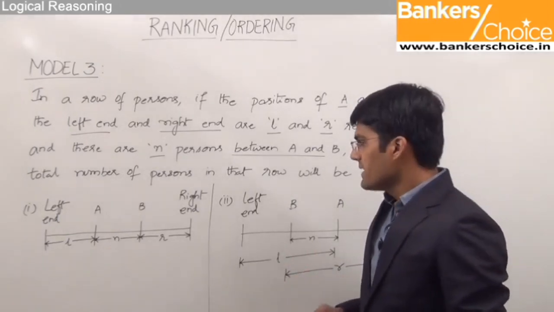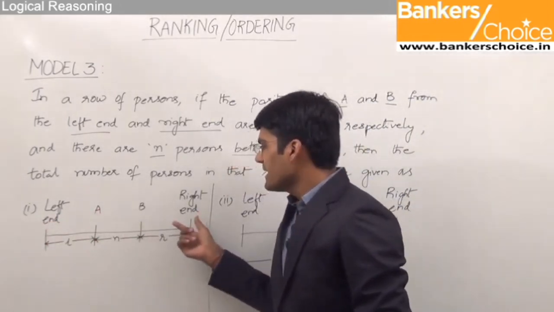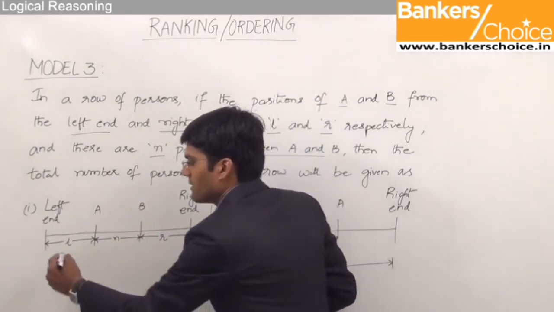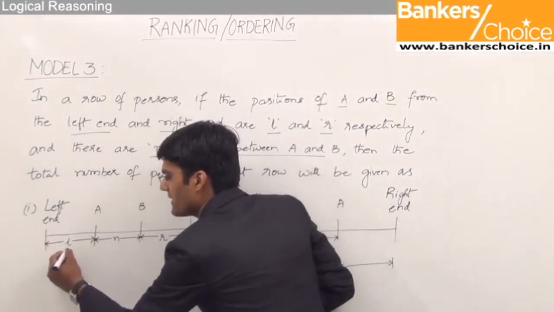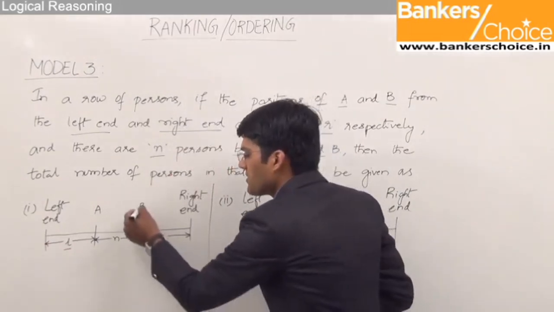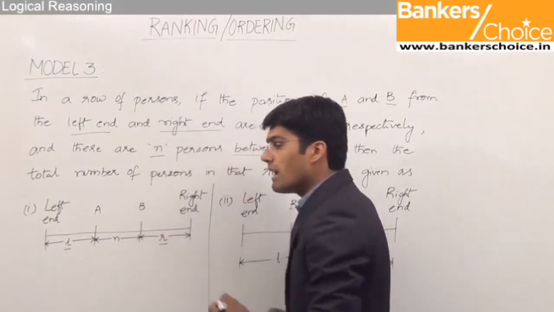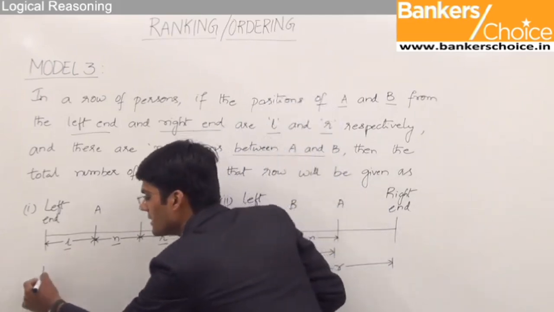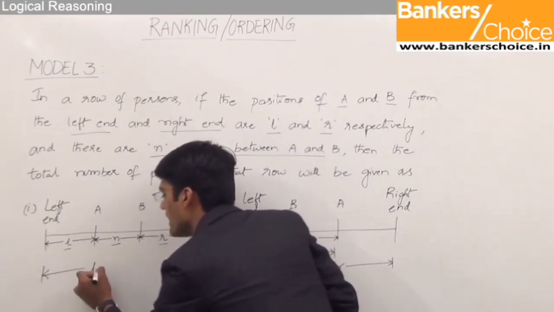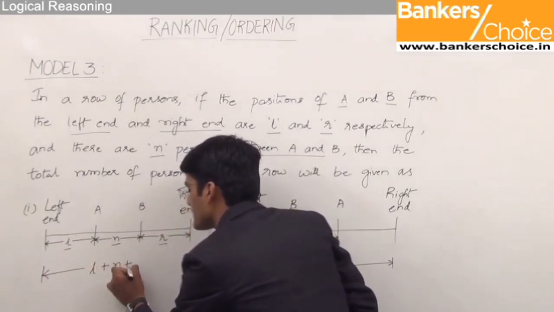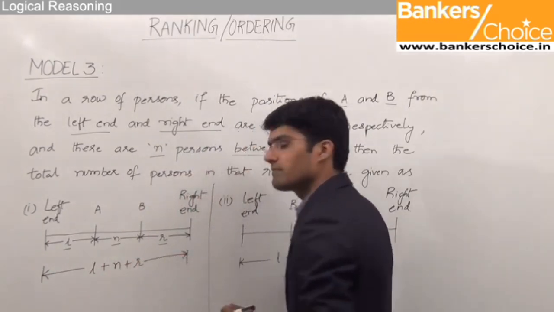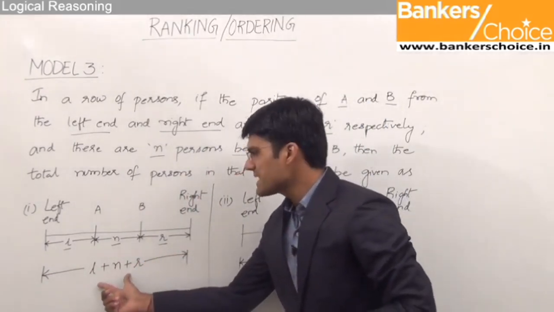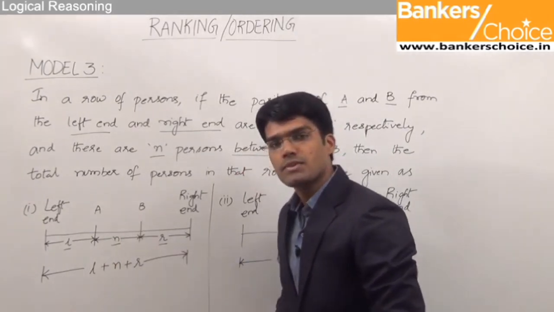In the first case, let us take the left end, the right end, and the positions of A and B as shown. As given in the question, the position of A from the left end is L. The position of B from the right end is R, and in between A and B we have n persons. So I can say that the total number of persons in the row are L plus n plus R. So that's how we get the total number of persons when A and B are positioned as shown.